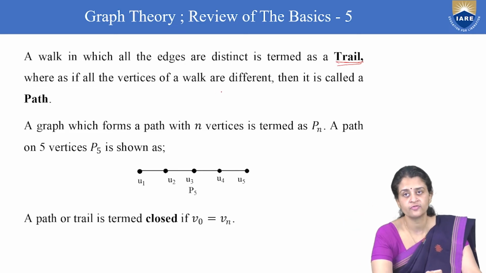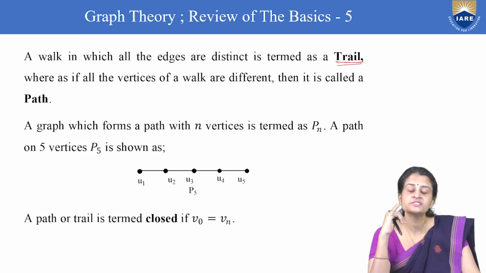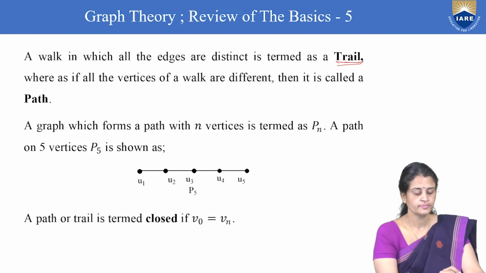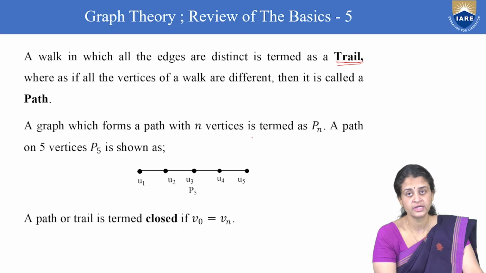If all the vertices of a walk are different, then it is termed a path. A walk means an alternating sequence of vertices and edges starting and ending with a vertex. If all the edges of a walk are different, it is termed a trail. If all the vertices of a walk are different, it is termed a path. A graph which forms a path with n vertices is termed Pn. Usually we use this Pn in many situations in graph theory, that is, a path with n vertices.